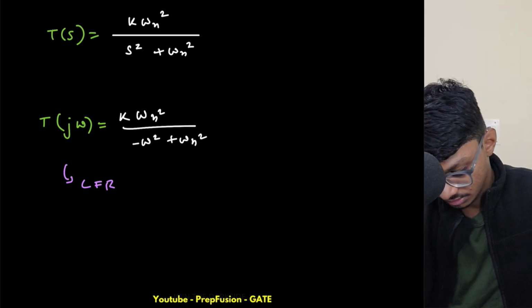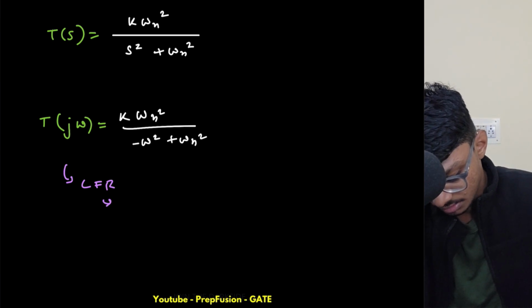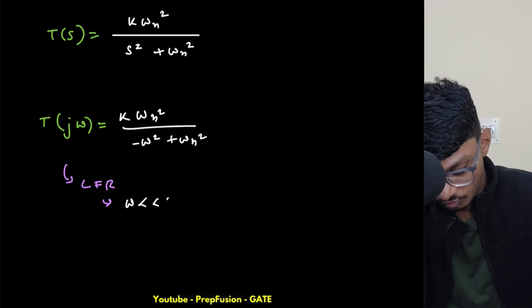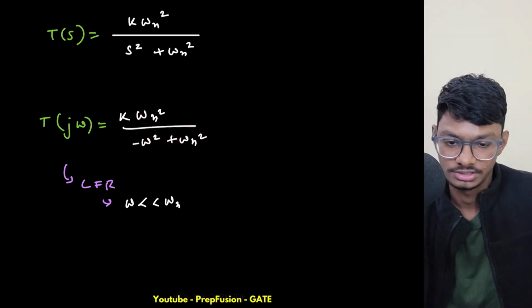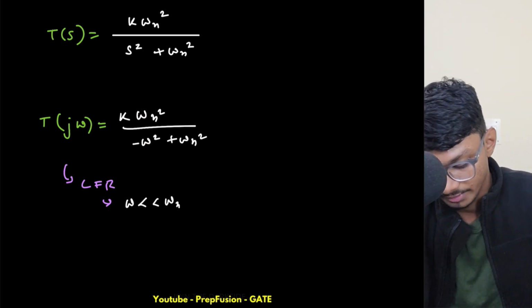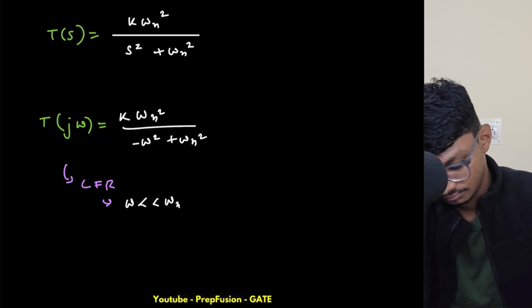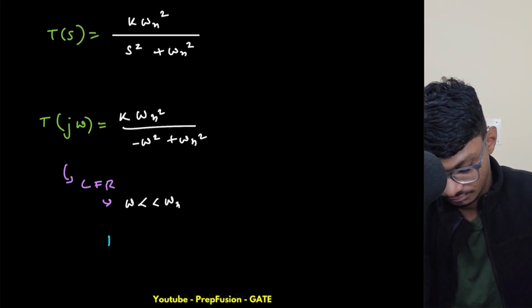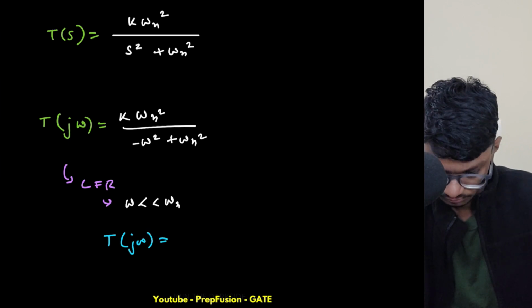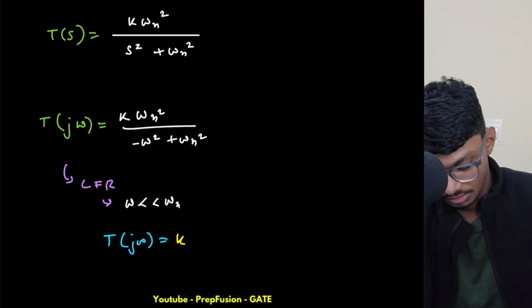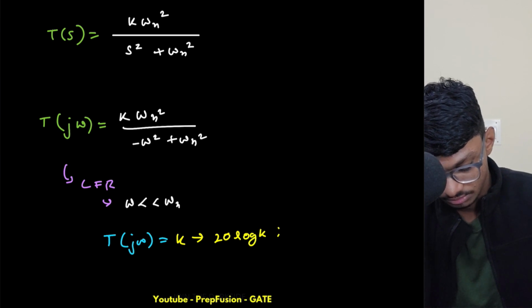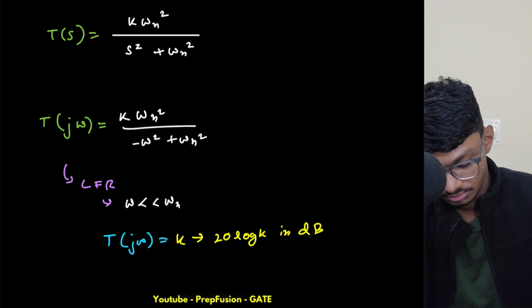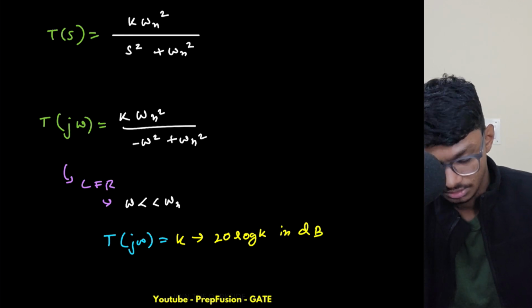Okay, for low frequency region, what is happening? This omega will be much less than omega n. Now if omega is much less than omega n, then obviously we can ignore this, and this will be omega n square by omega n square. So we will remain with only k. T of j omega equals k, and in dB it is 20 log k.